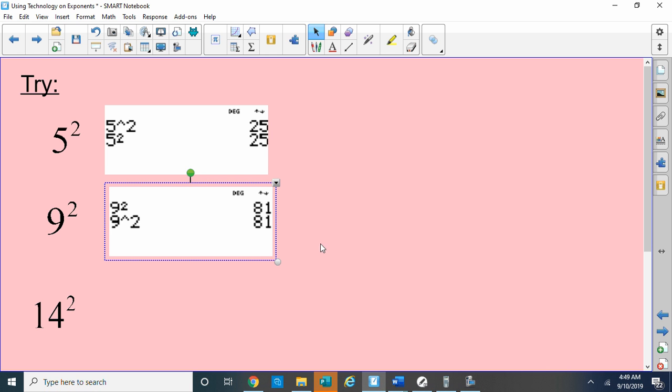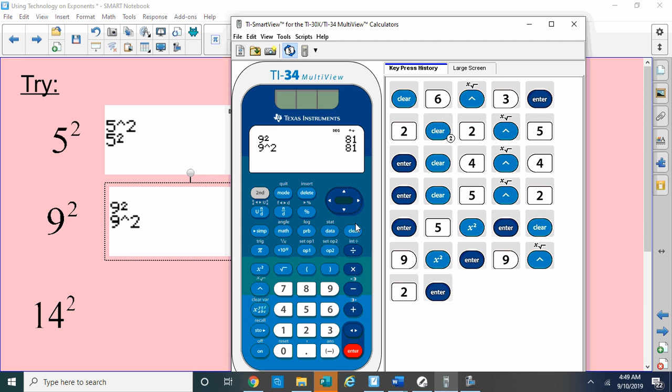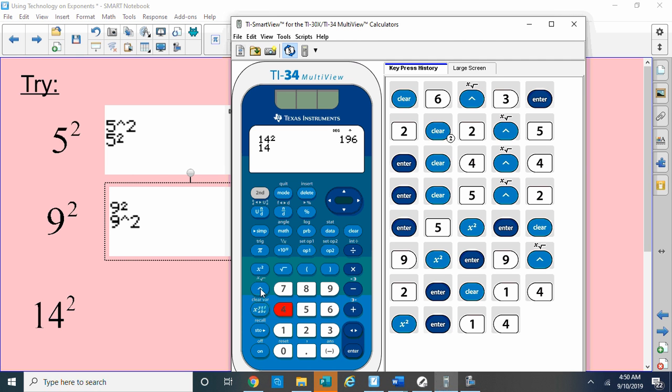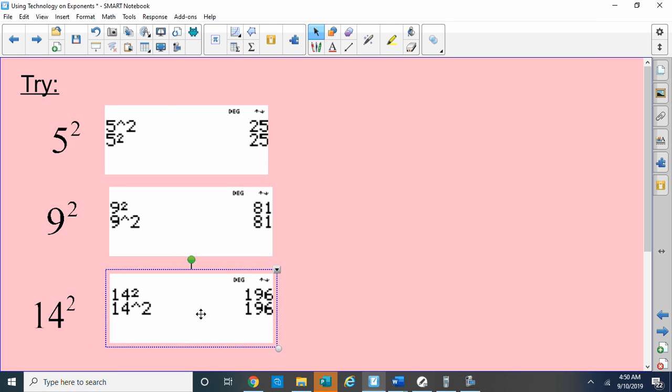Now we got one more. This one you do yourself, and let me know what you got. So I'll give you a few seconds. Okay, let's go. 14. Press the little X squared button. There's X squared. Press enter. 196. All right. But let's check it. 14. And the other exponent button, 2. And there you go. You get the same exact thing. So if you got 196, you're in great shape.